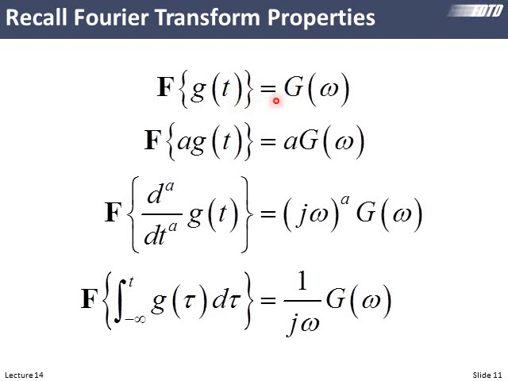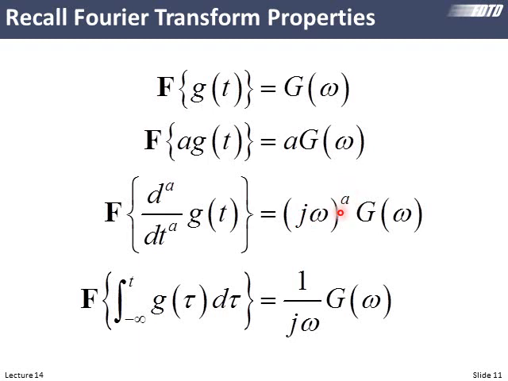So that's our notation. If we take our time function and multiply by a constant, that's really the same as the constant multiplied by the Fourier transform of the function. So we can just take this a to the outside. These last two are very important. If we take a time derivative of order a, so that could be a first or second order derivative, and we Fourier transform that, it's just like we took the Fourier transform of the regular function and multiplied by j omega raised to the a power.